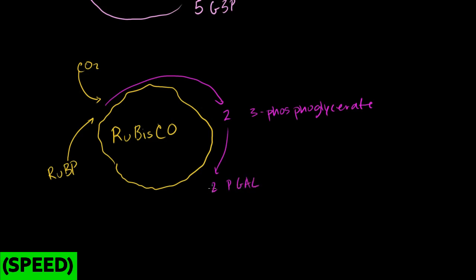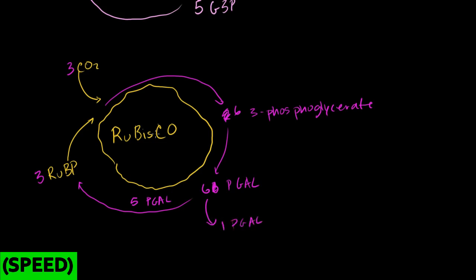And for every 6 of these that are produced, and maybe I should write a 3 here, I'll have 6 of these, and then I'll have 6 of these. For every 6 of these that are produced, 5 go back into the cycle, so 5 P-gals, or glyceraldehyde 3-phosphate, go back into the cycle to produce the ribulose bisphosphate. And one of them is our end product of photosynthesis that can be used to produce other carbohydrates, so 1 P-gal.